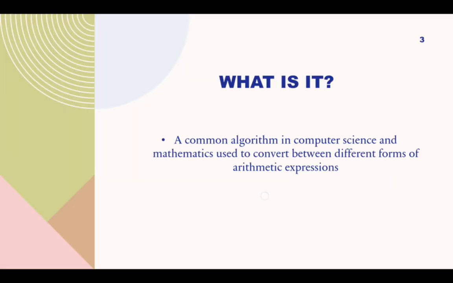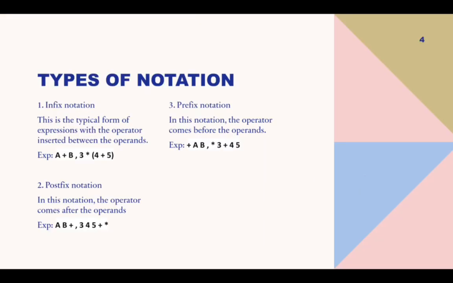Let's get started. So what it is, a common algorithm in computer science and mathematics used to convert between different forms of arithmetic expression. There are three types of notation. Firstly, we have infix notation. This is the typical form of expression with the operator inserted between the operands. For example, we have operand A and plus is the operator between operand B. So that is the example.